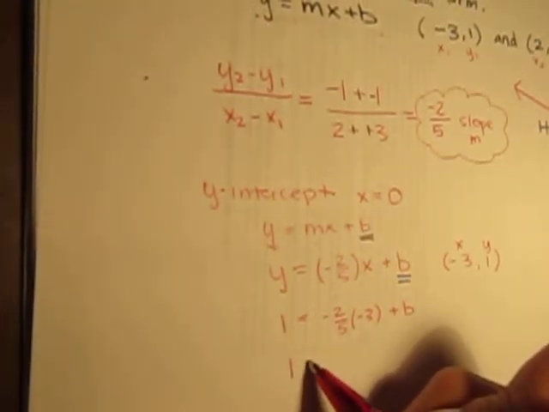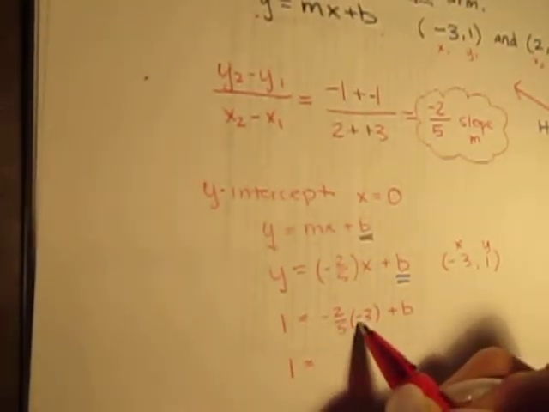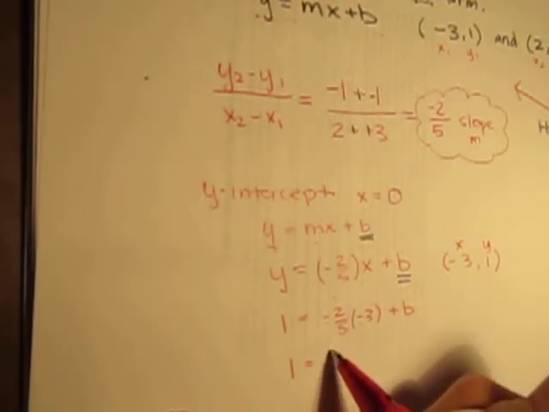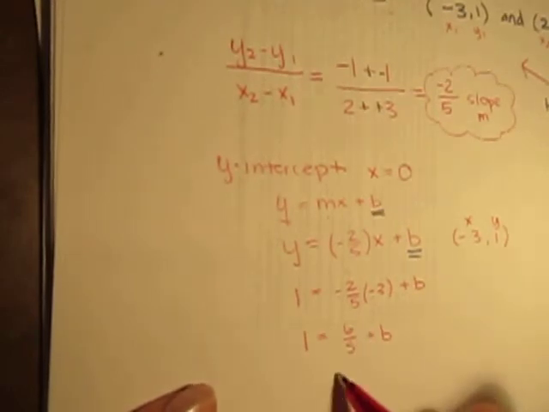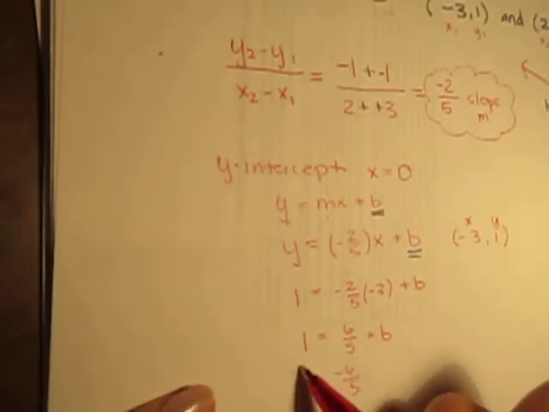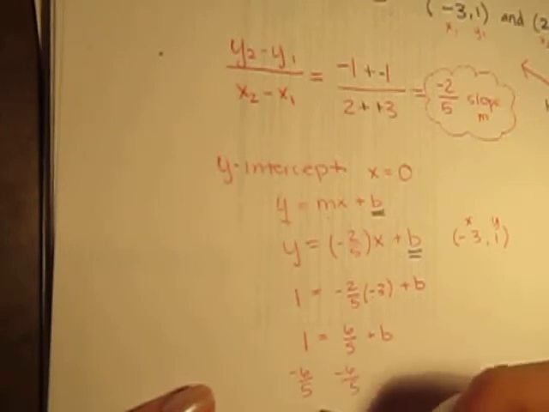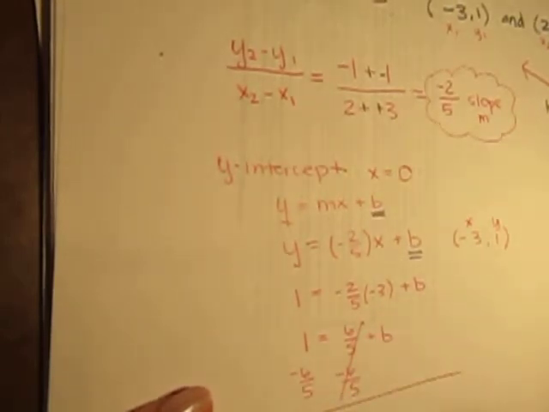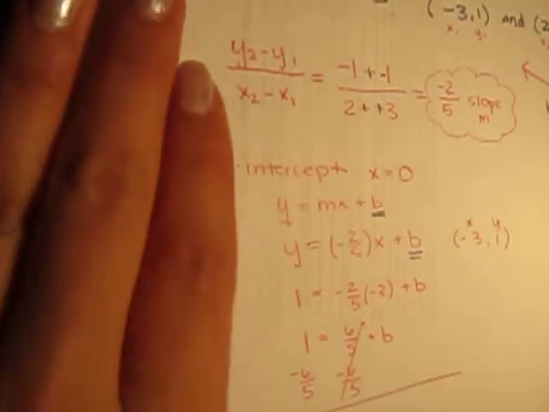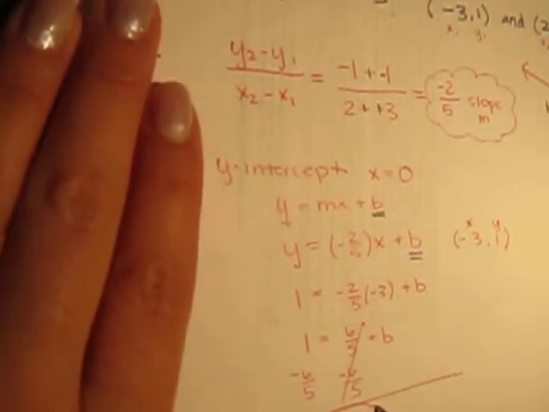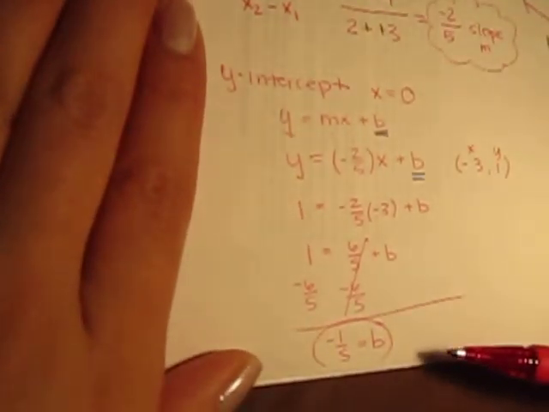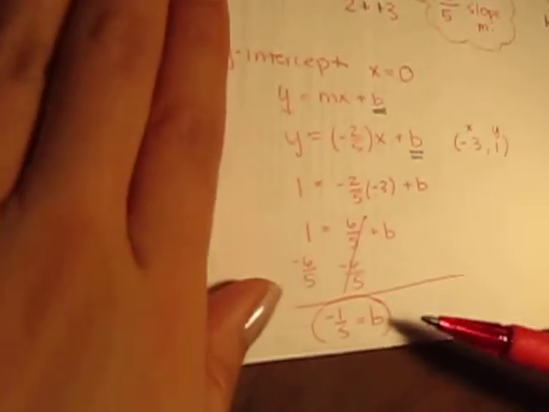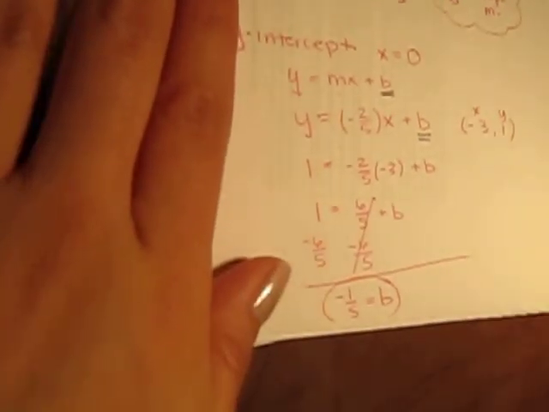So here I get 1 equals, a negative times a negative is going to give me a positive, 2 times 3 is 6 over 5 plus b. To get b by itself, I'm going to subtract 6 over 5 here, subtract 6 over 5 here, and you end up with -1 over 5 equals b. So now you have the 2 important portions of a slope-intercept form. We found the slope here, and then we found the intercept here.